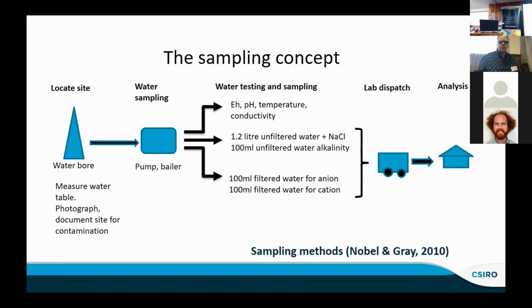In terms of sampling, it's very easy. Firstly, you locate the sites. In this case, we pre-plan the sites. You go to the sites, you sample either through a bailer or through an existing pump. You do field testing, where we tested Eh, pH, temperature, and conductivity. And then you take 4 samples. The first sample is a 1.2 liter sample with salt, sodium chloride, and a sachet of carbon added for gold analysis. The second sample is an unfiltered 100 ml for alkalinity test. And the fourth samples are filtered samples, 100 ml filtered using a 2 micron filter for cations and anions. And all samples are dispatched to CSIRO in Adelaide for testing.